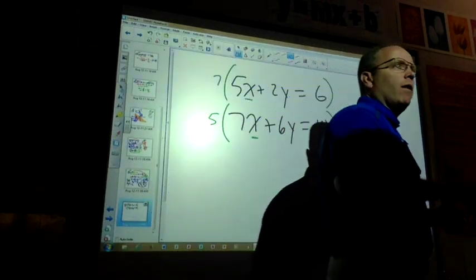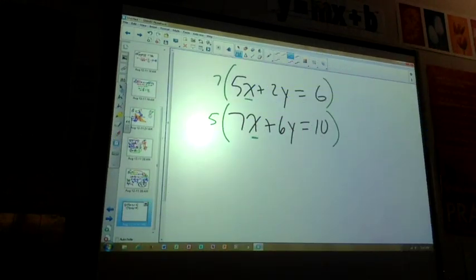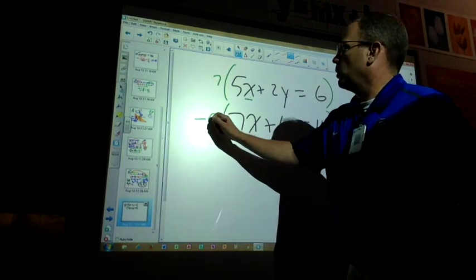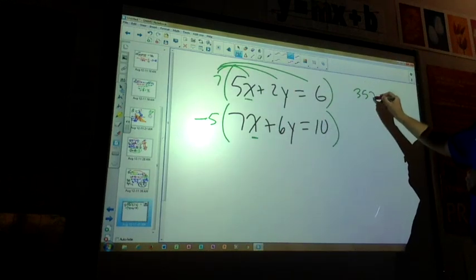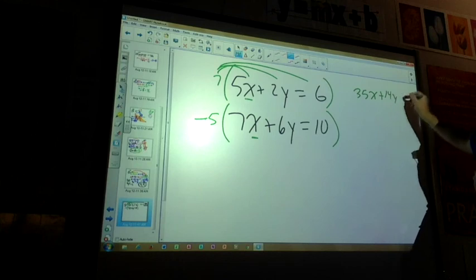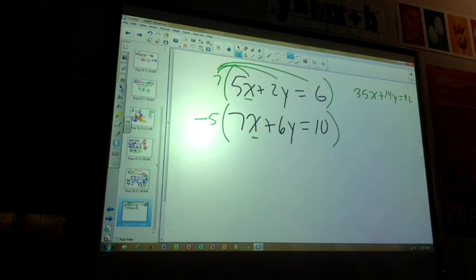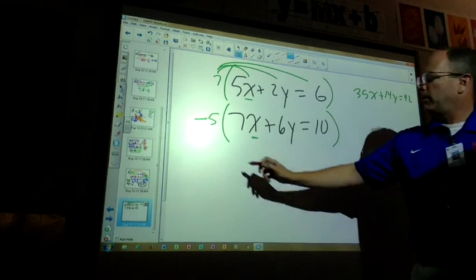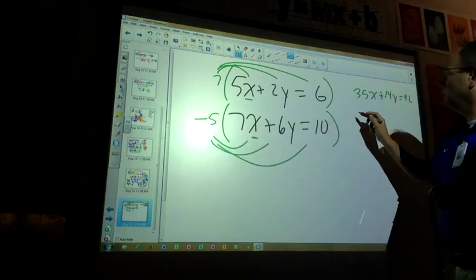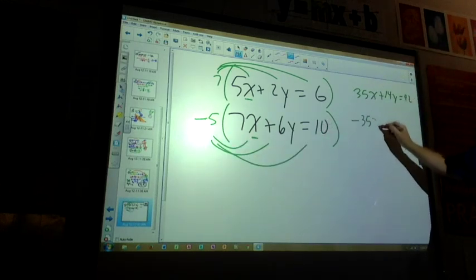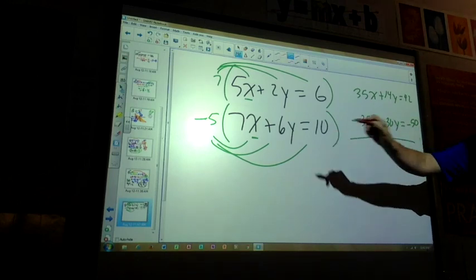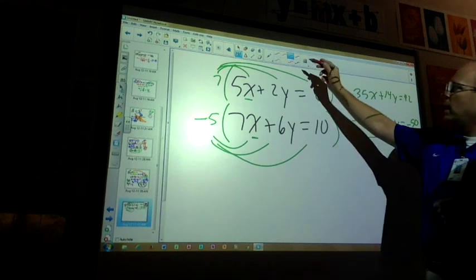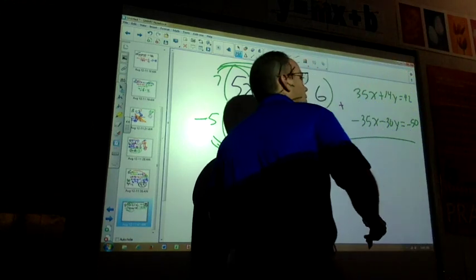I have to pick one of them, either top or bottom, to be a negative number. Top or bottom, you check. Bottom. So I'm going to make this one negative. All right, distribute here. So that gives me 35x plus 14y equals 42. Is that okay so far? All right, and then I'm going to do the same thing here, but with the negative 5. So then that gives me negative 35x minus 30y equals negative 50. Is that okay? So now I'm going to add these together. If I add these together, what value goes bye-bye?